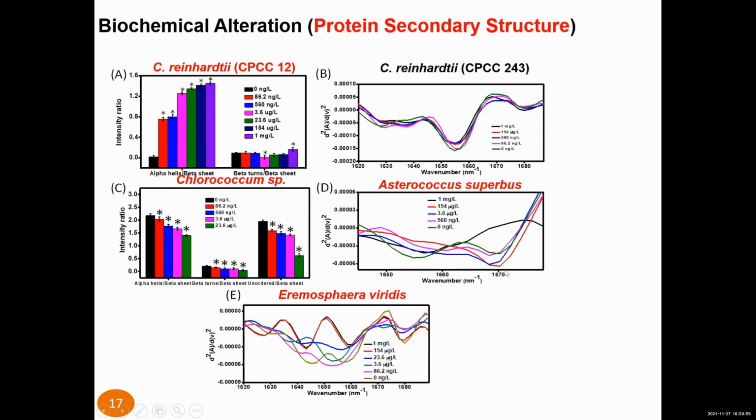While for protein, we use the amide I band to see the secondary structure changes. And we can get quantitative and qualitative information from the spectra. And the results showed that four algal species, except for CPCC243, showed sensitivity in protein secondary structure.